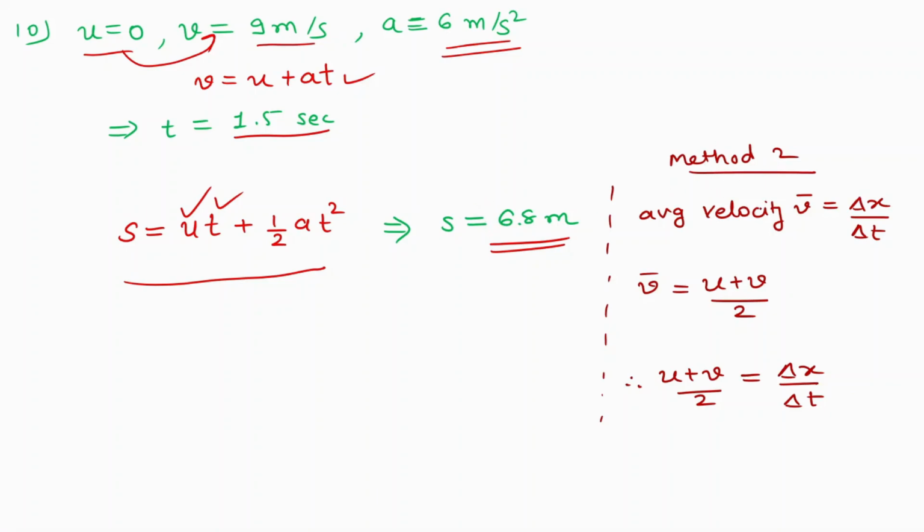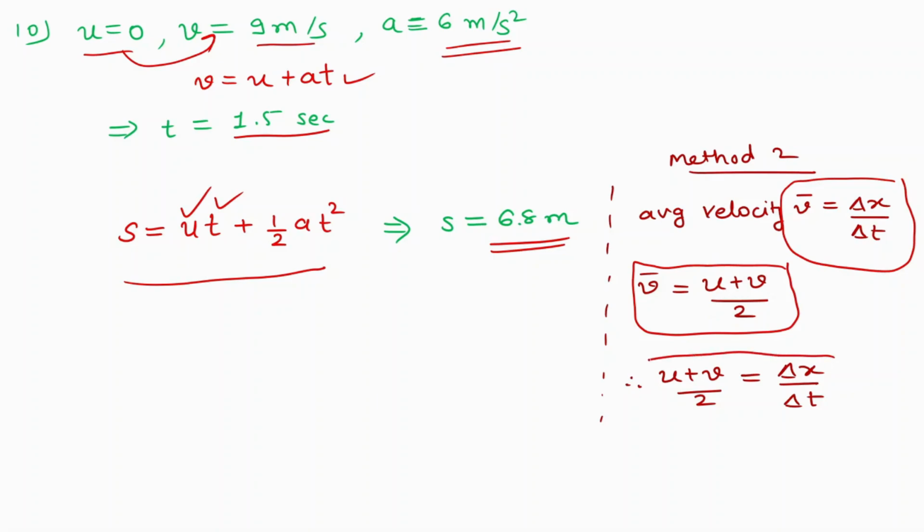Now, for method two, we have the definition of velocity like this. And the average velocity you can also write like this: (u final plus initial) by 2 means average velocity. Now you have to compare these two formulas, and you know the velocity is a constant. You need to find delta x, you know delta t, which is 1.5 seconds. So you can easily find the same value from these equations.